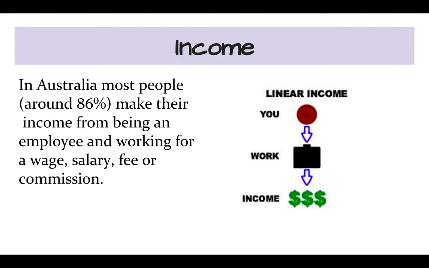In Australia, around 86% of people make their income from being an employee and working for a wage, a salary, a fee, or commission. You can see in the diagram there, you are the red dot, you work, and as a result, you get money or an income.